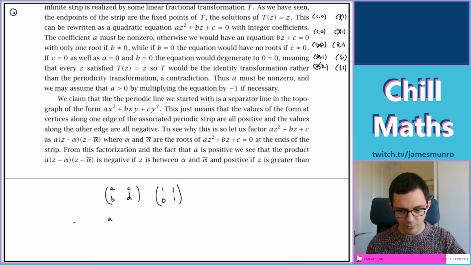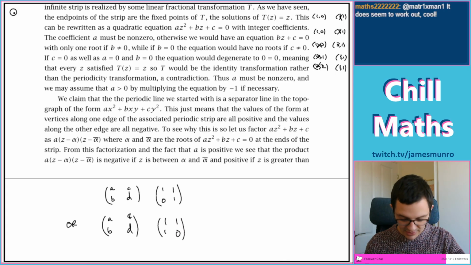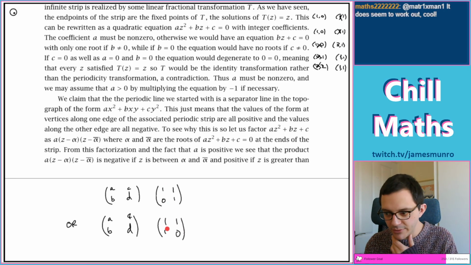Or the alternative is I could take A, B, C, D, and put the sum over here on the left. That's what I might do. I've written coordinates over here instead of vectors. That's just laziness, I suppose. 1, 0. Okay, so these are the matrices that I think we've seen before. So I think we're all right.